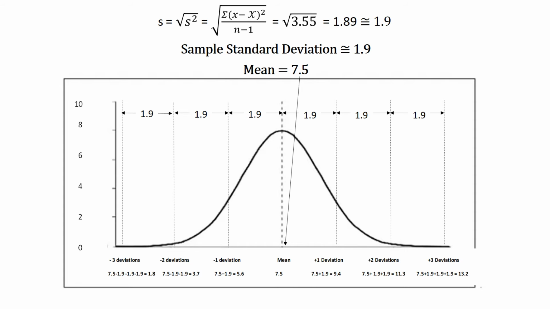7.5 minus 1.9 is 5.6. That's minus one deviation. 7.5 minus 1.9 minus 1.9, that's minus 2 deviations, 3.7. And minus 3 deviations, 7.5 minus 1.9 minus 1.9 minus 1.9 is 1.8. So basically what we're saying here, between minus 3 deviations and plus 3 deviations, the recovery is 1.8 to 13.2 days. That is the variation of each individual measurement to the mean.